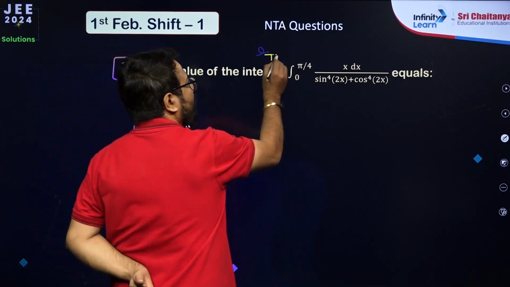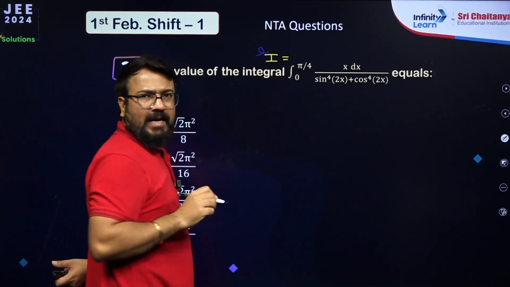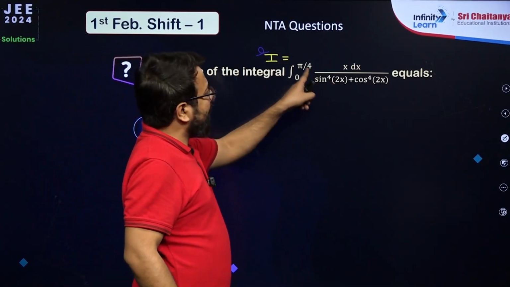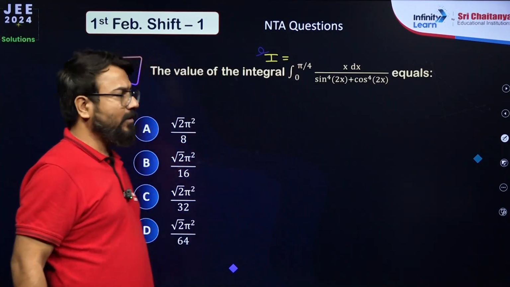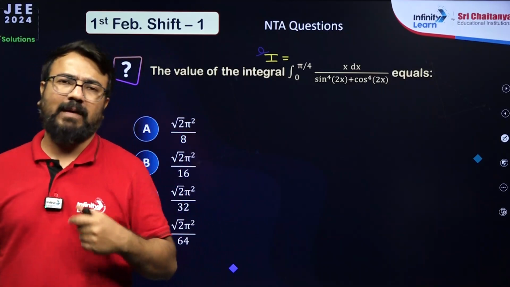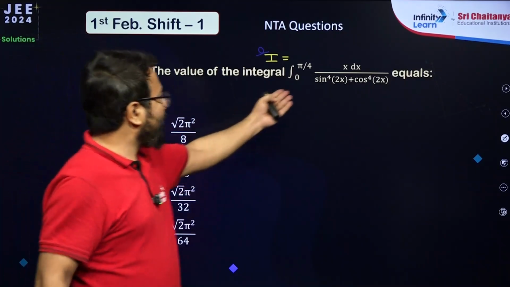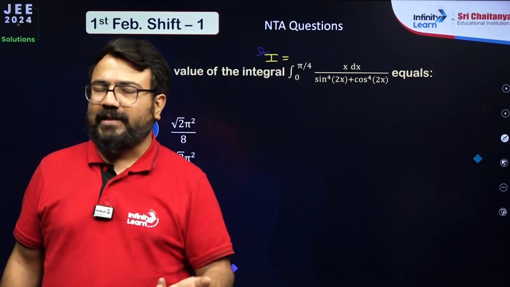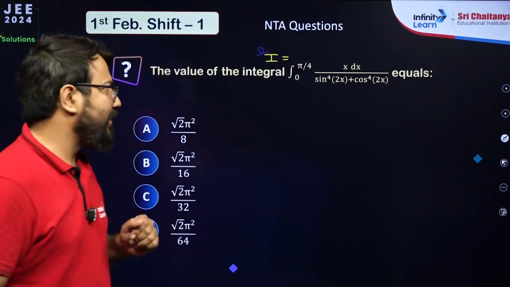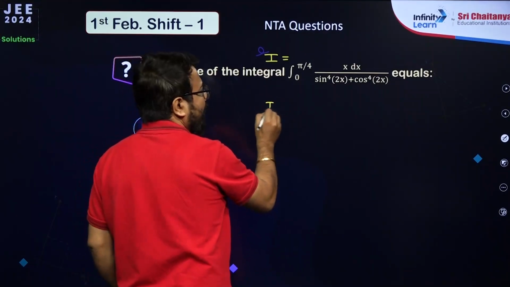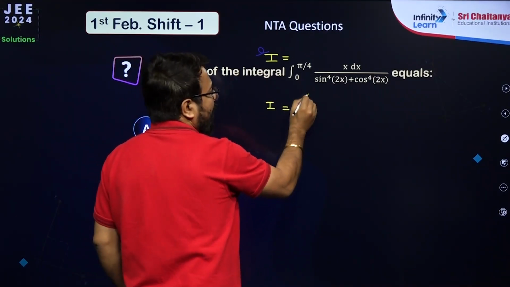Suppose I assume this integration to be I, and my dear students, I know that here 2x is written and the limits are from 0 to pi by 4. So instead of x, if I write pi by 4 minus x, will the denominator get changed? No, because sine 90 minus theta will be cos theta and cos 90 minus theta will become sine theta. So the denominator will not change. So I'm just applying the king rule over here and I'm writing the value of I again.